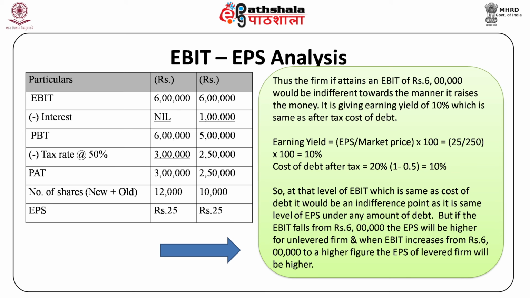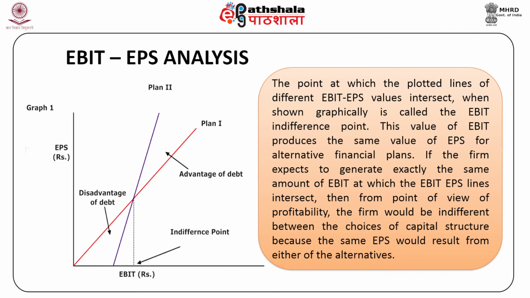multiplied by 1 minus 0.5, is equal to 10%. So at that level of EBIT, which is the same as cost of debt, it would be an indifference point as it is the same level of EPS under any amount of debt. But if the EBIT falls from 6 lakhs, the EPS will be higher for the unlevered firm, and when EBIT increases from 6 lakhs to a higher figure, the EPS of the levered firm will be higher. The same can also be explained graphically, which you can see.